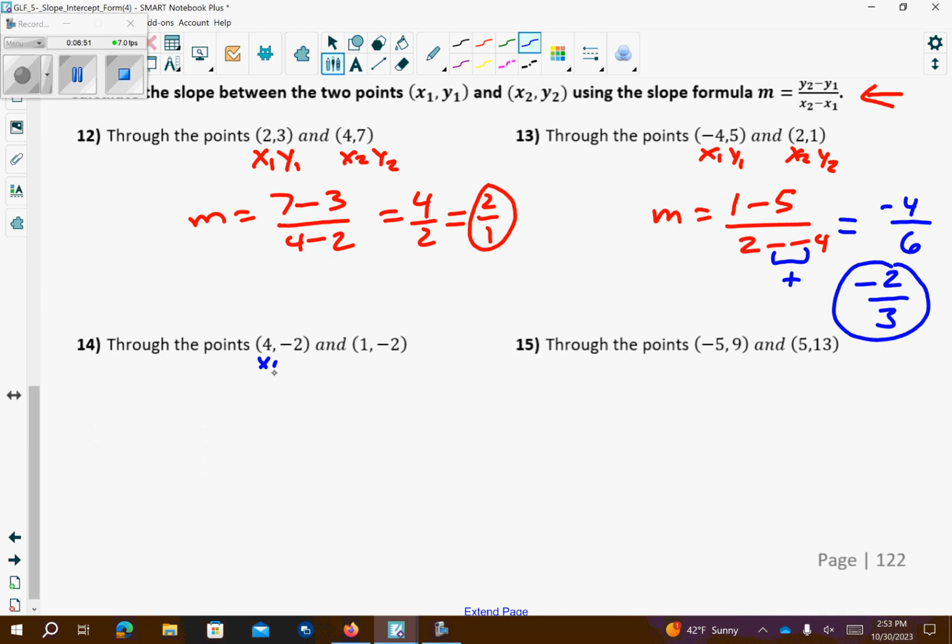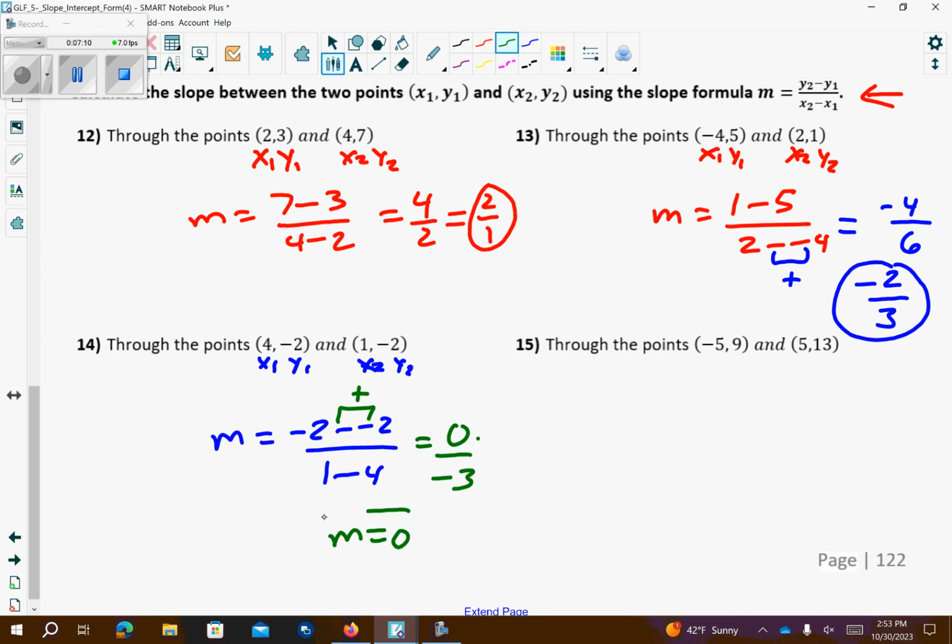I have x1 and y1, x2 and y2. So I get negative 2 minus negative 2 over 1 minus 4. Remember, I have the negative negative, so that's going to be a positive. So on top, I get a 0. On bottom, I get negative 3. When 0 is on top, that means your slope is 0. This means you have a horizontal line.